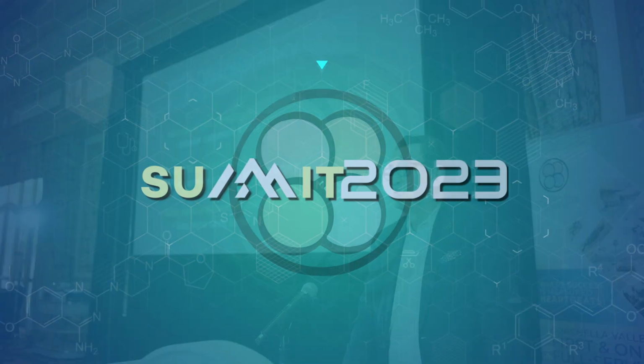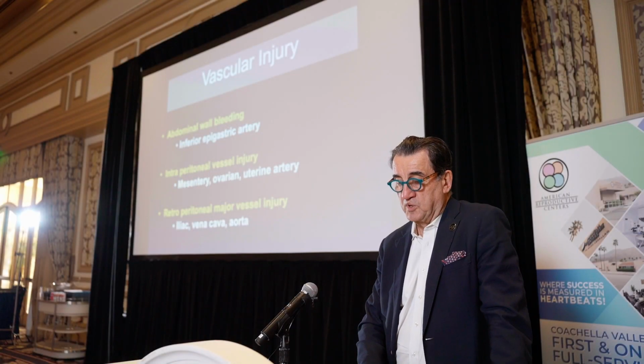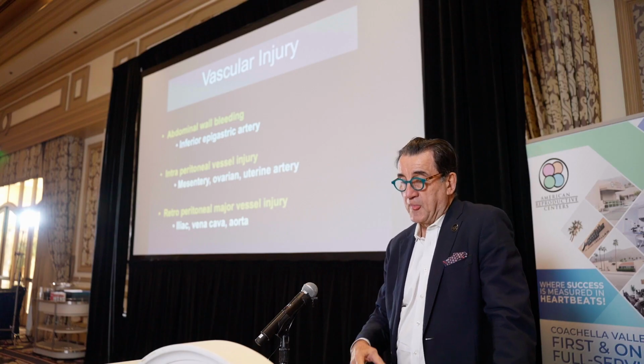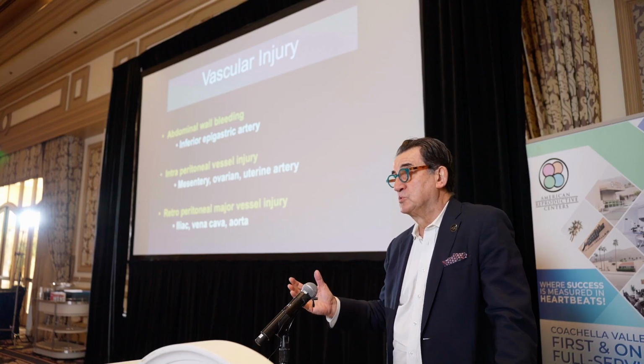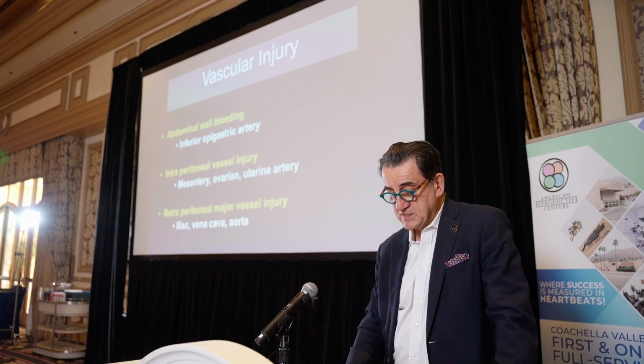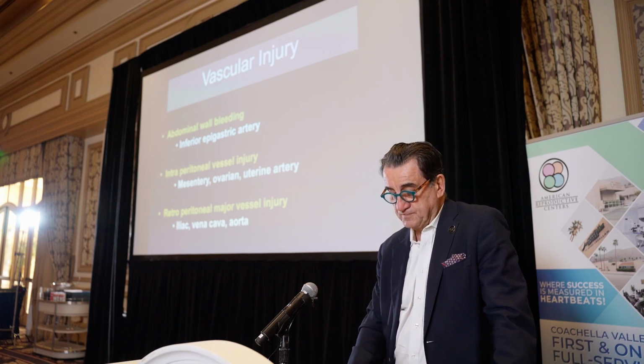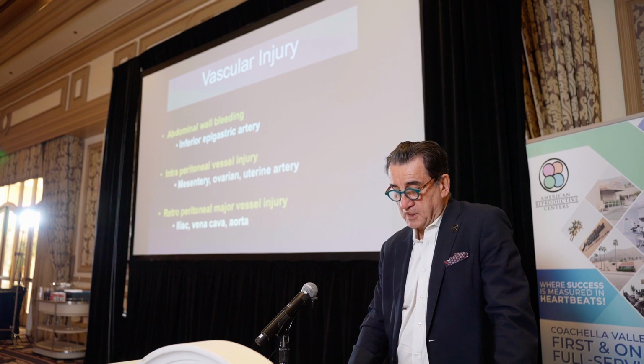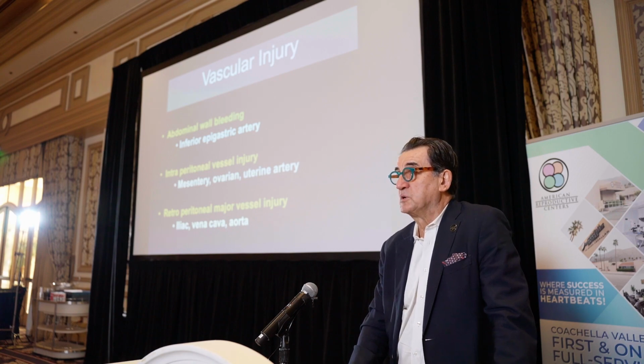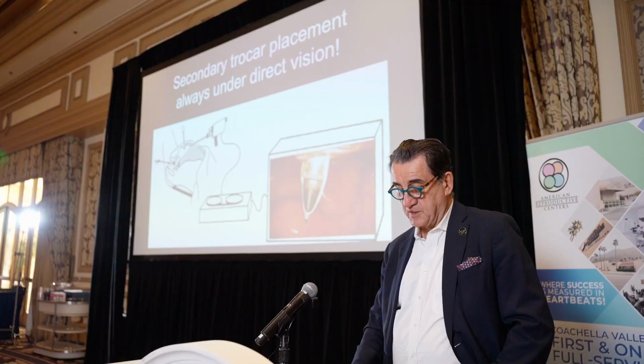So next we'll go to vascular injuries. They can be from the abdominal wall bleeding, so you've got to know the anatomy of your blood vessels. Then they can be intraperitoneal, depending on what you do, like mesenteric, ovarian, or uterine arteries. And the worst kind is the retroperitoneal vessels, which usually will only happen during the insertion of your trocars.